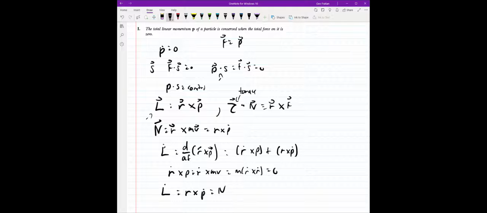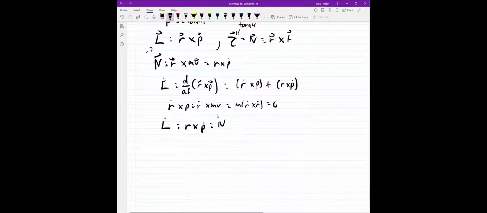So that tells us then that if no torques act on a particle, L dot is equal to 0.